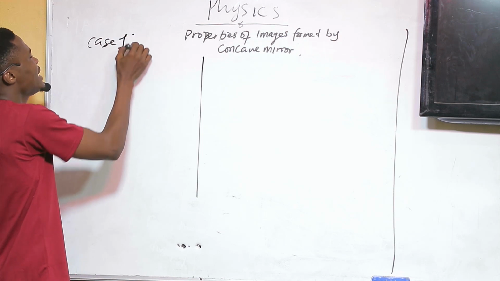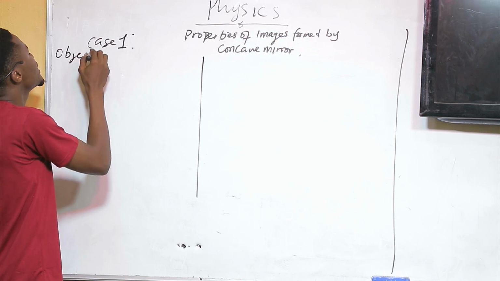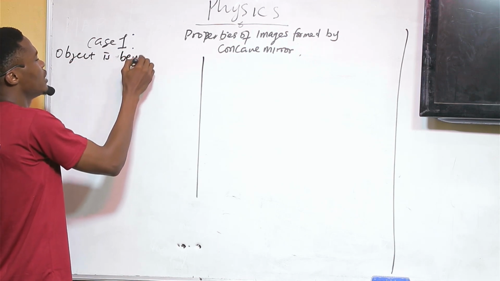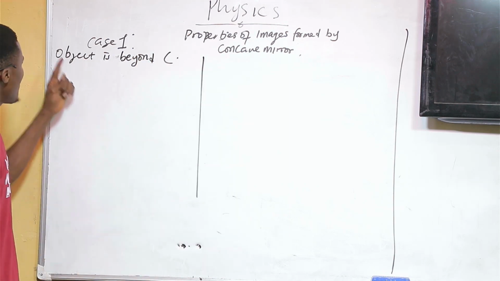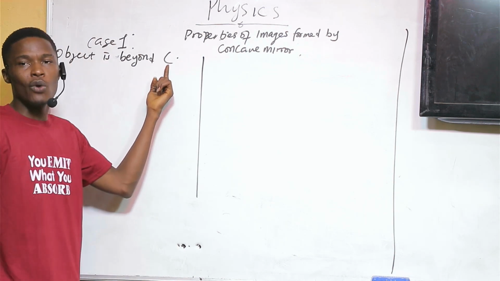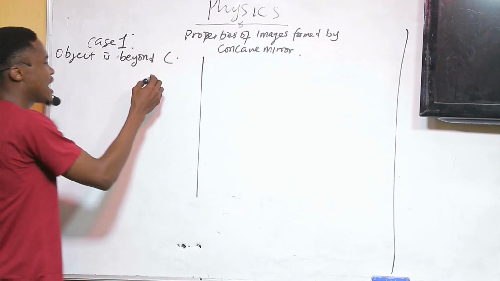So let's look at case 1. In case 1, our object is beyond C. Remember when we talked about terms used in mirrors, I told you that C is the center of curvature. So the object is beyond the center of curvature. So what does that mean?